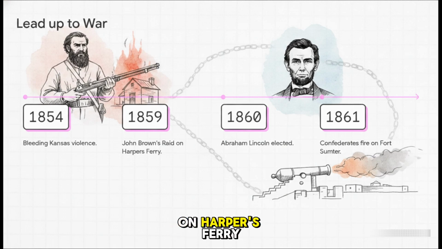John Brown's raid on Harper's Ferry polarized the country even further. Finally, the election of an abolitionist president, Abraham Lincoln, pushed polarized Southern states to finally secede. By April 1861, Confederates fired on Fort Sumter. The dominoes had officially fallen, igniting the deadliest conflict in American history.